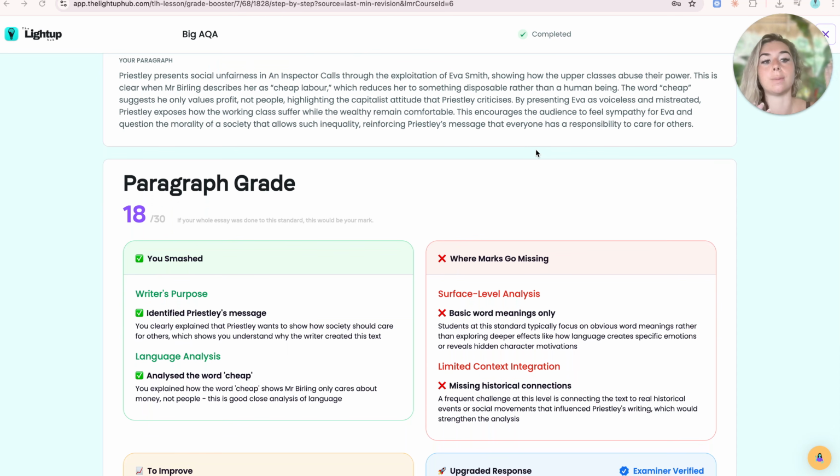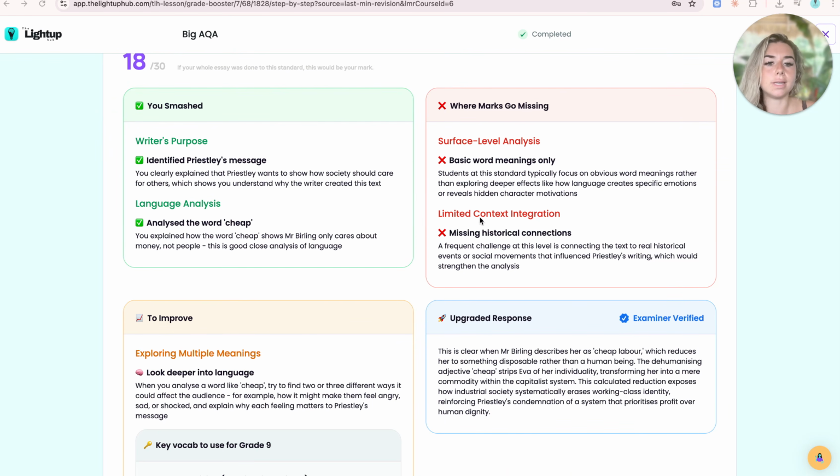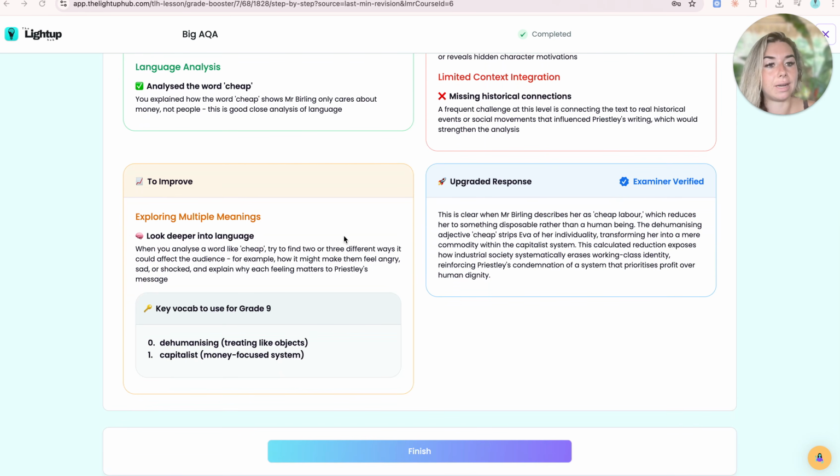You want to use the PETA paragraph structure. It tells you what you did well and how this would actually get marked if an examiner was doing it. I know not all of your teachers have enough time to mark things, and sometimes the feedback's really hard to read or interpret, but this gives it to you really simply. You can see where marks normally go missing when students do it, and specifically what to improve. You want to be looking at what grade 9 vocab you would include to level it up, and this is the most important thing: how would we write a more upgraded version of what we did?